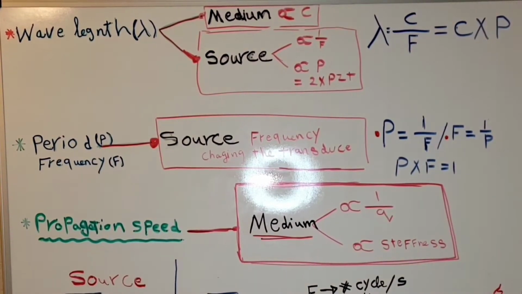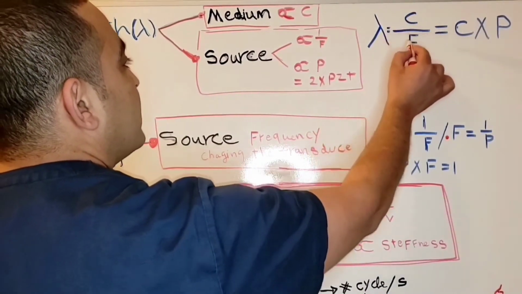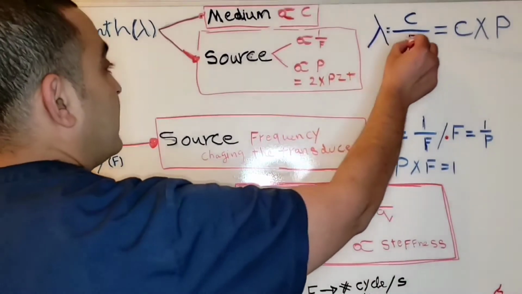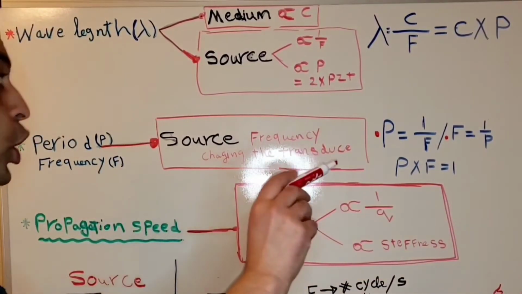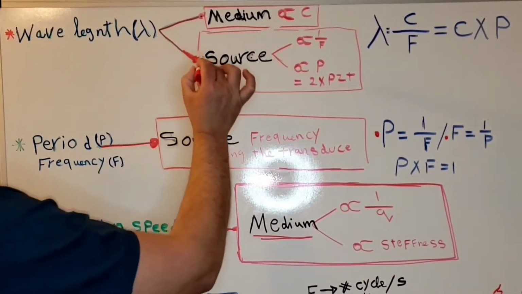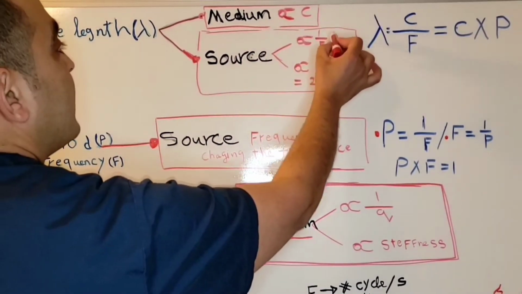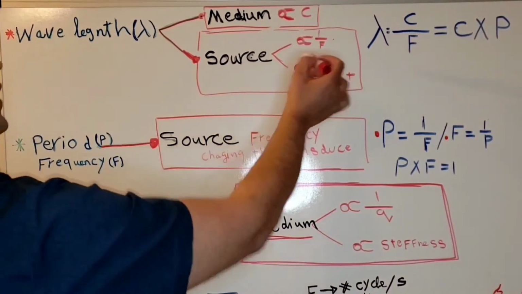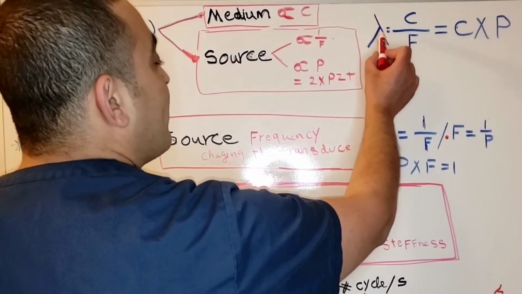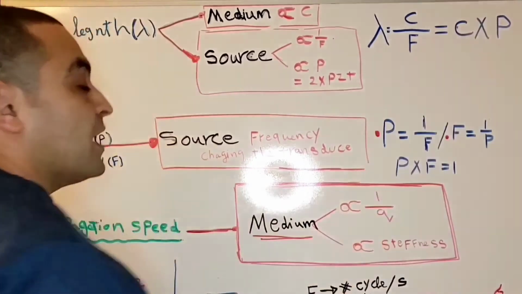Why directly related to the propagation speed? Because the wavelength is equal to the propagation speed divided by the frequency. And because it is divided by the frequency, the wavelength also depends on the source. How does it depend on the source? Because it's inversely related to the frequency and also directly related to the period. How directly related to the period? Because the wavelength also equals the propagation speed multiplied by the period.